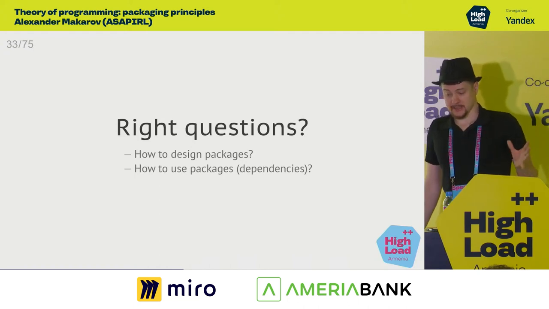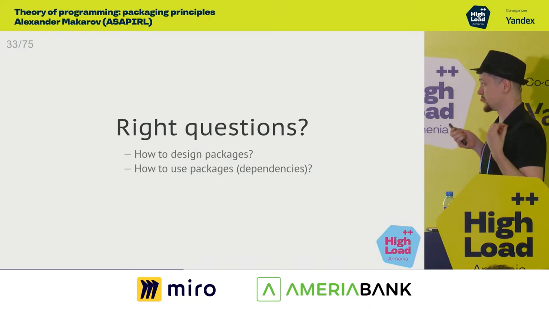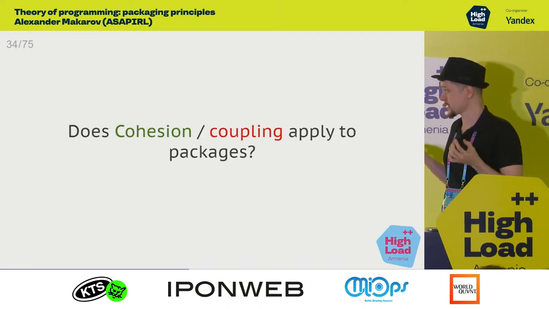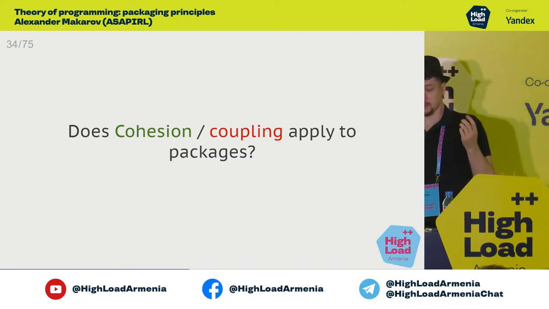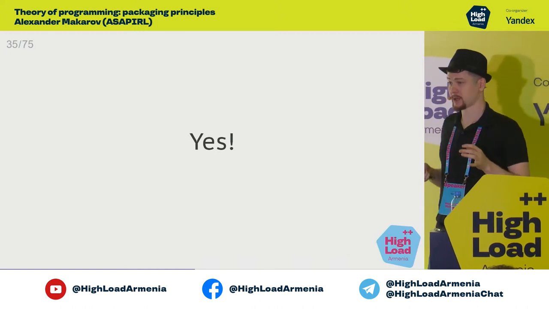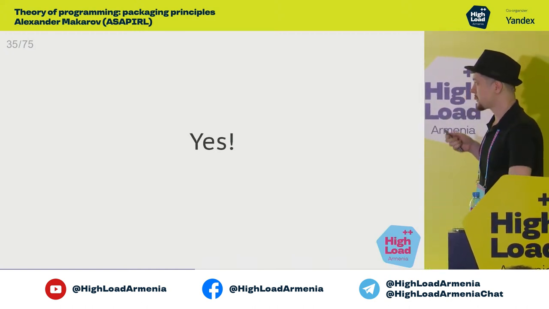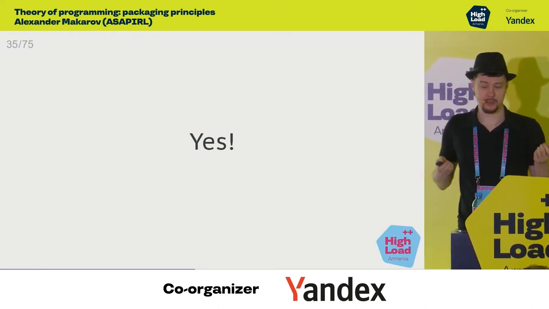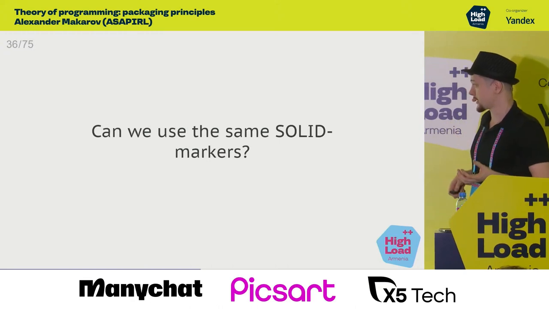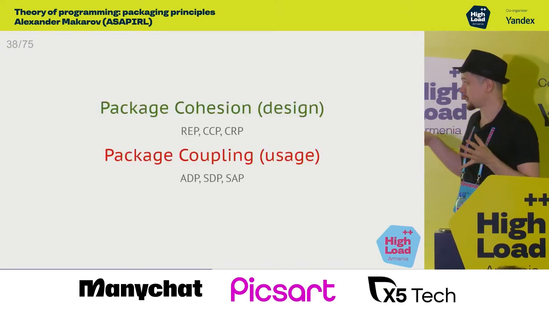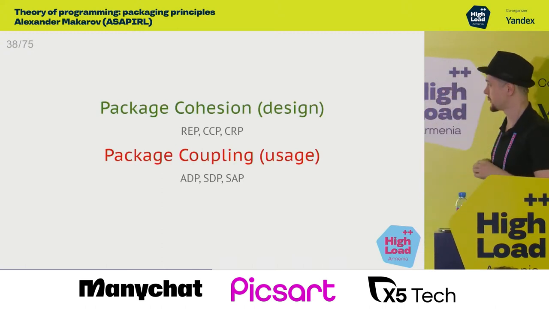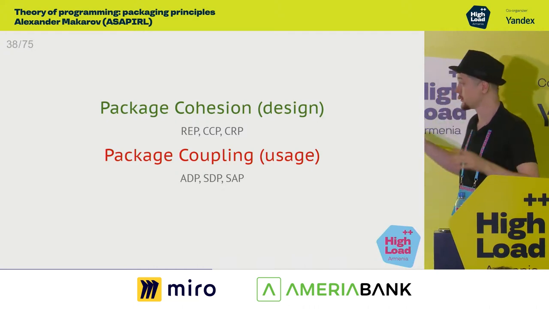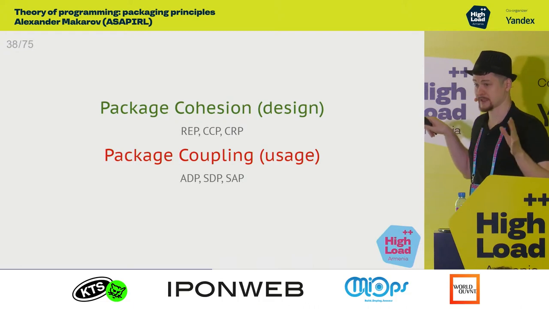What are the right questions to ask? There are two questions. First is how to design your packages, and second is how to use your packages, or dependencies. Do cohesion and coupling apply to these packages? Well, yes. Fortunately we can still apply these two principles, but the same as SOLID was invented to create rules we can follow to ensure cohesion and coupling in the code, there are extra markers like SOLID. There are three rules for package cohesion, the design. These are REP, CCP, and CRP. I'll explain the abbreviations a bit later. And three rules for package coupling, that's usage.